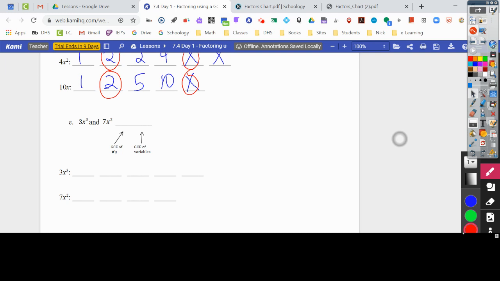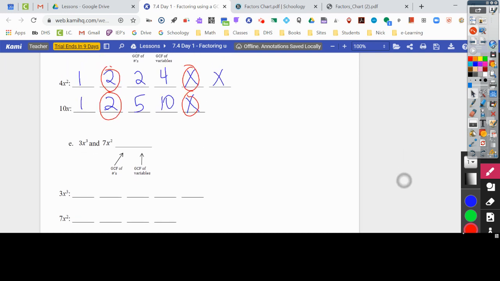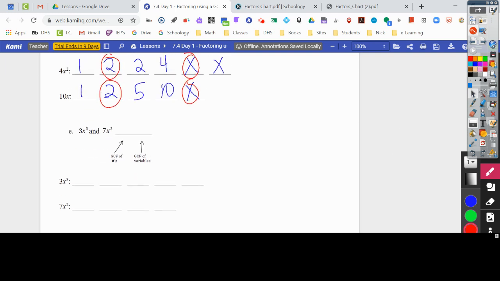All right, let's try another one here. Actually this is the last one, and then you guys are going to have some practice work to do on your own to see how you do with this stuff. So here we go. We have 3x to the third and 7x squared. I'm asked to find the GCF of those two terms, or those two monomials.